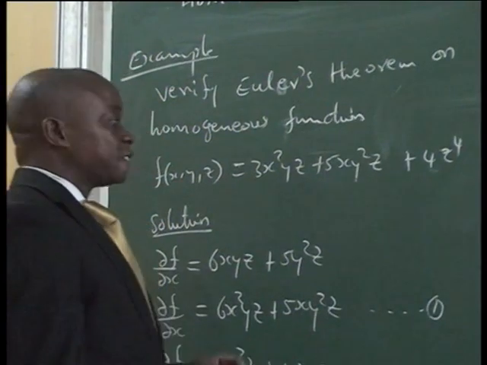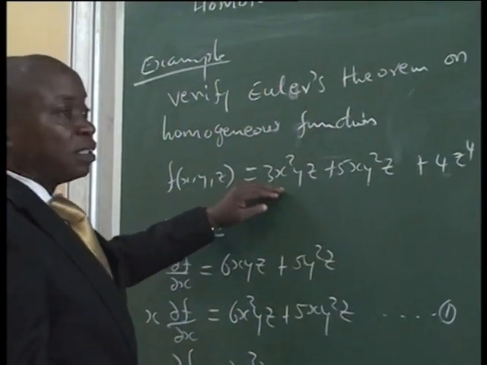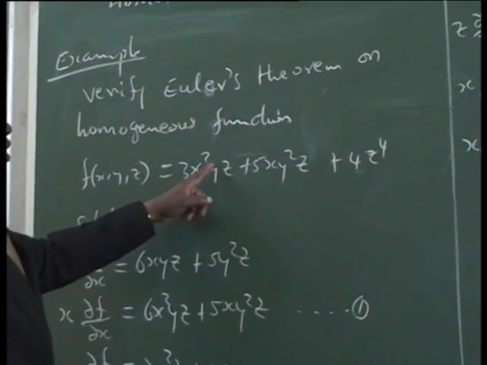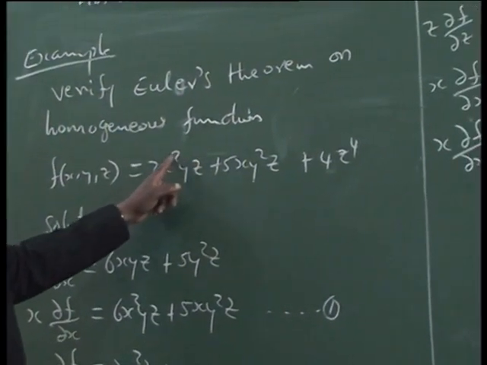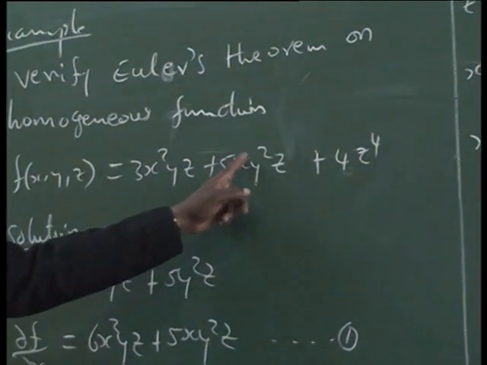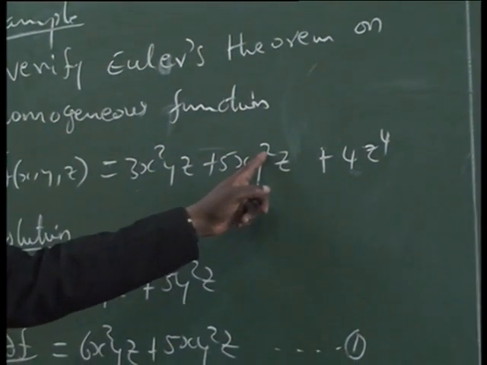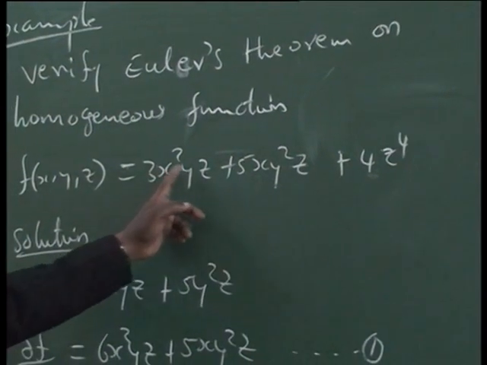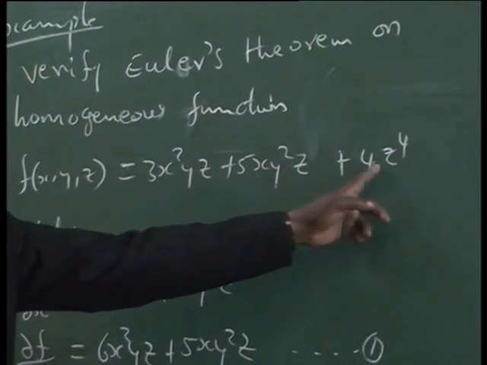Now let's verify that here. We look at this homogeneous function and we see that here is power 2, here is power 1, here is 1. So we have power 4. Remember the definition of homogeneous. We said that at every term the powers will be equal. So here is power 4, here is power 4, here is power 4.